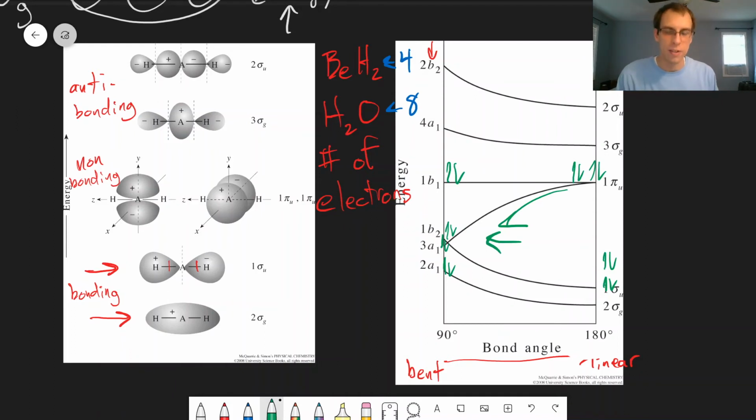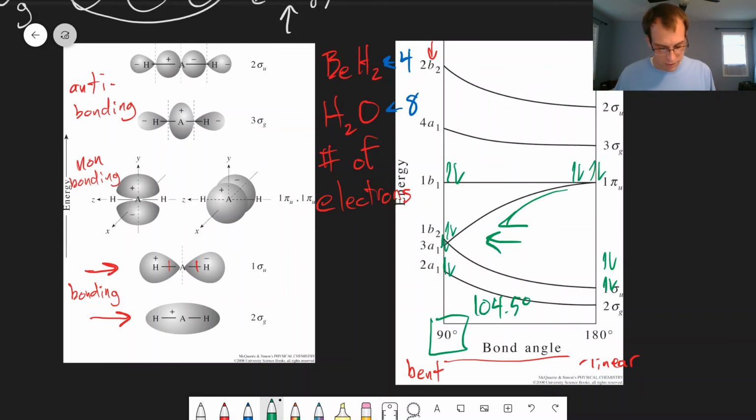We favor the bent. Now, it doesn't go all the way to 90 degrees. We know that the actual bond angle is 104.5 degrees. It's a little bit less than tetrahedral geometry. And this treatment doesn't necessarily allow us to predict that exact angle. But it does give us a sense of what's going on with the orbitals and how the overlap between these orbitals depends on the geometry of the molecule.